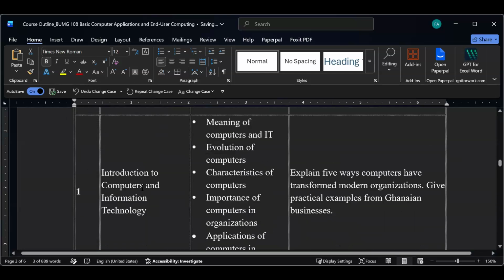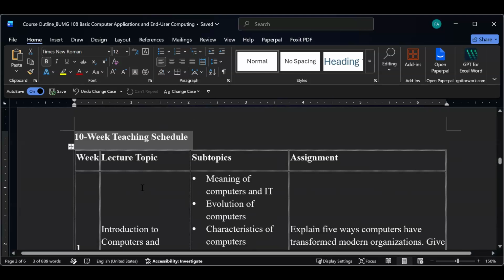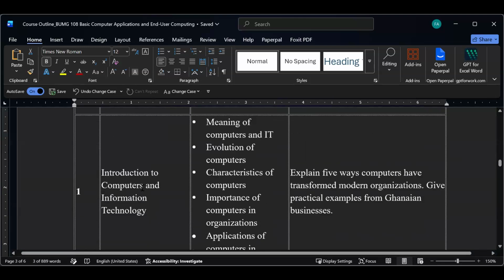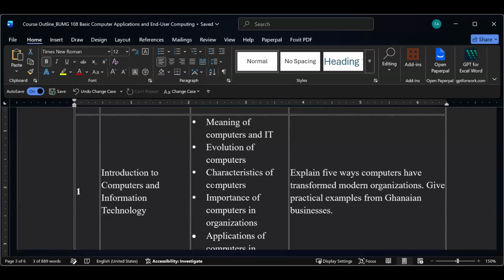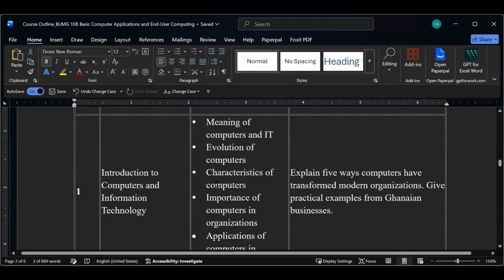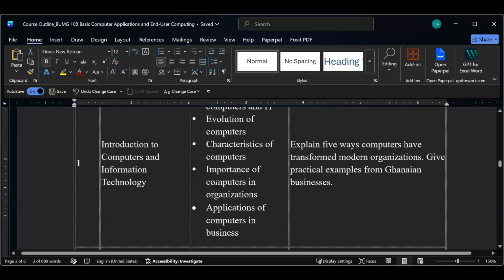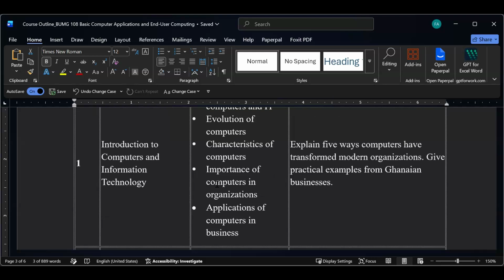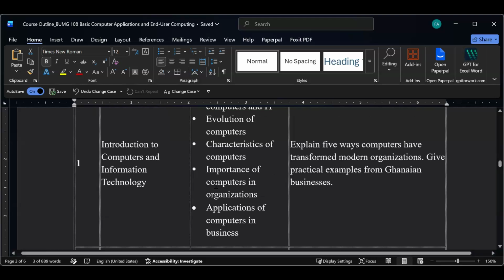And week 1 today, when we are done going through the course outline, we will go straight away to week 1, which is to introduce us to computers and information technology. So we'll look at things like meaning of computers and IT in general, how the computers evolve, evolution of computers. What are some of the characteristics of computers? When we say something is a computer, what do we mean? Like I said, we know, but we really need to put it together in academic settings to be able to answer questions. This is to satisfy the GTech and then the university requirement as well.